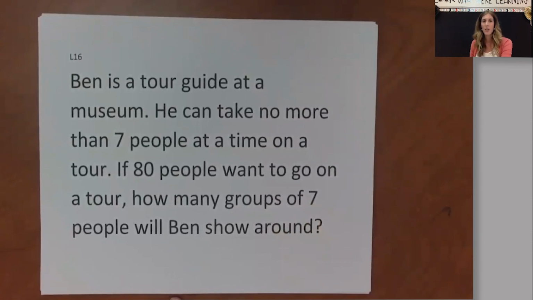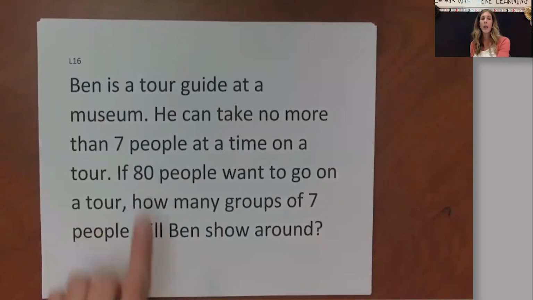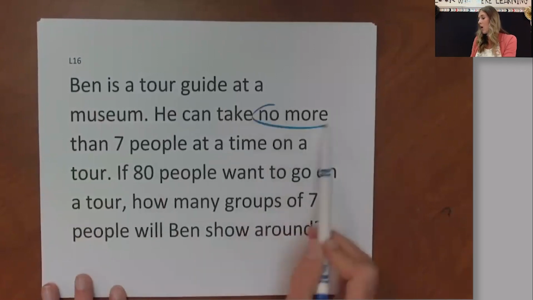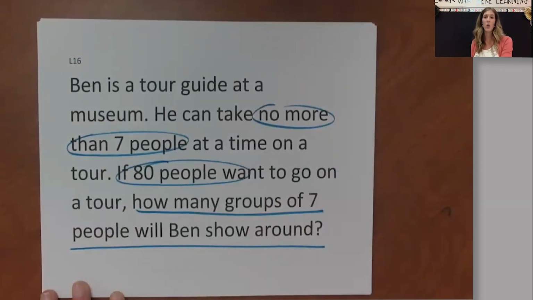So let's just think about this problem for a second. We know Ben is a tour guide and he's taking people on tours through the museum, but he can only take 7 at a time. There's 80 people waiting in line to go on this tour. So how many groups of 7 can he show around? How many times is he going to have to give this tour so that all 80 people get to go on the tour? So we know that he can take no more than 7 at a time. We know there's 80 people that want to go. We're trying to figure out how many groups of 7 will he show around.